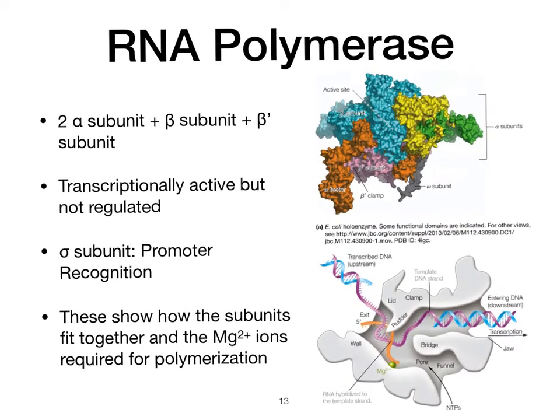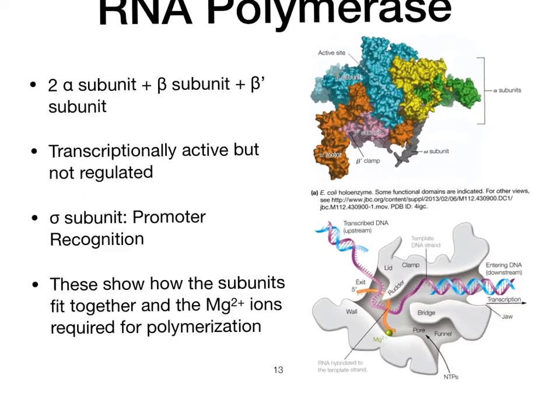RNA polymerase is composed of 2 alpha subunits, a beta and a beta prime subunit. This is the main entity. Both omega and sigma will kind of come and go. These are transcriptionally active but not regulated. The regulation comes from the ability to determine the location at which genes are transcribed. The sigma subunit is the promoter recognition. The sigma subunit tells the RNA polymerase where to be active.